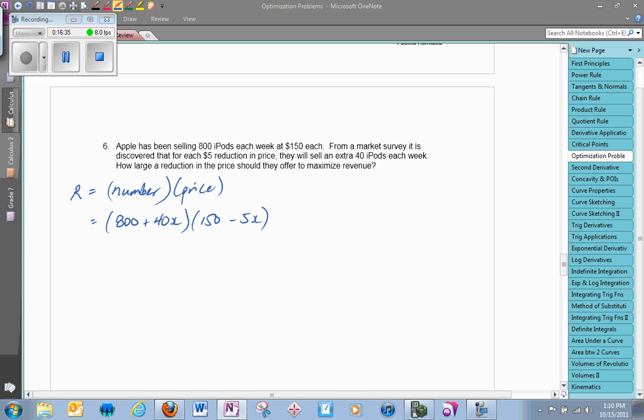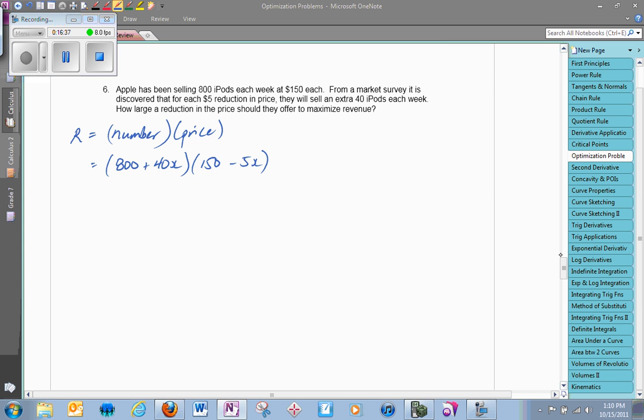I'm going to expand. When you expand, please be careful. Watch the zeros. There are a lot of zeros involved here. This is 120,000 minus 4,000x plus 6,000x minus 200x squared. Rearrange and collect like terms.